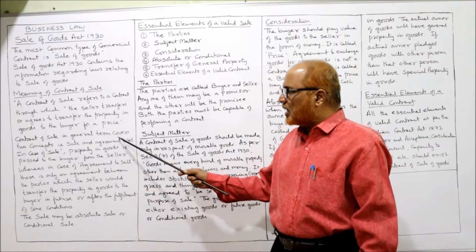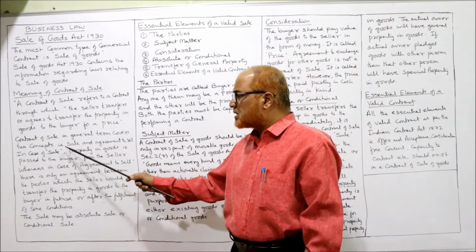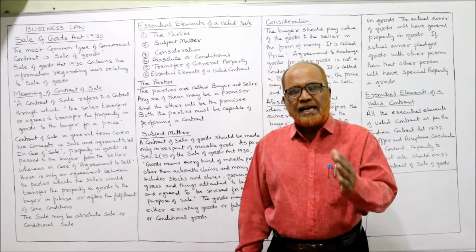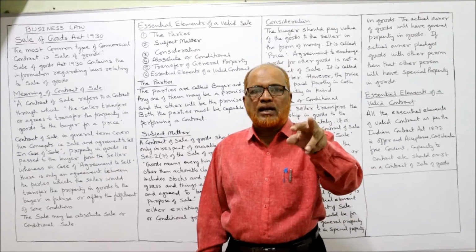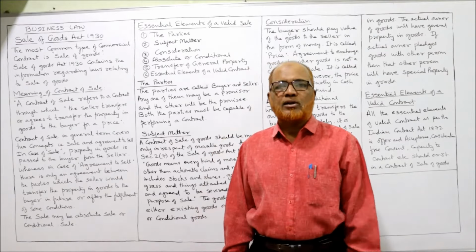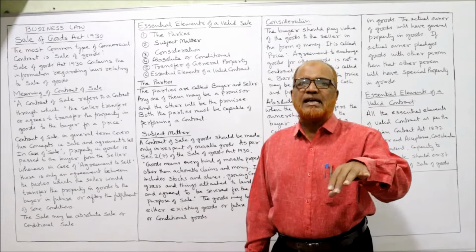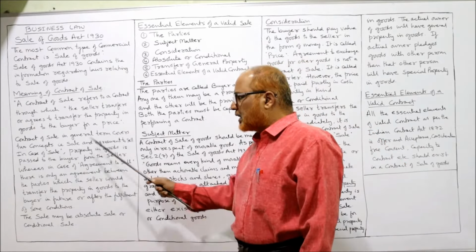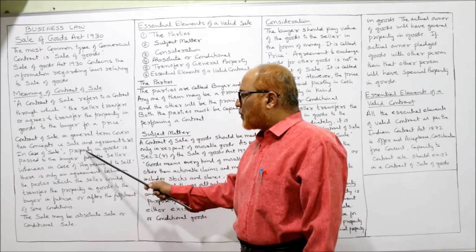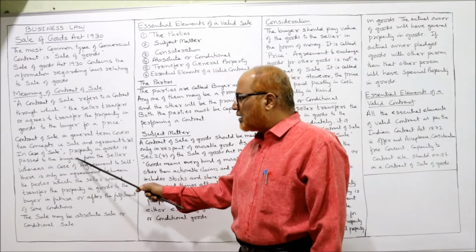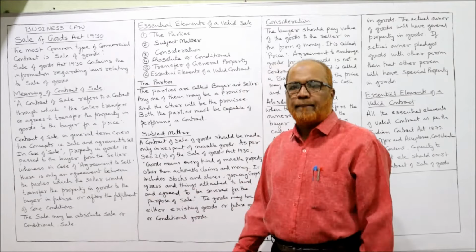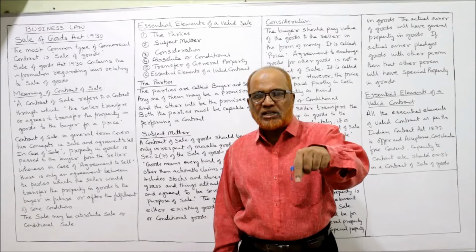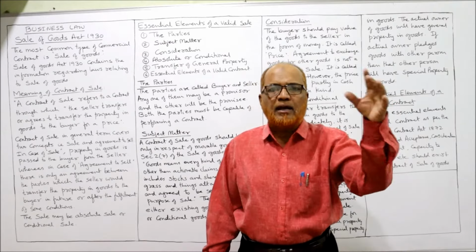Now contract of sale in general terms covers the concept of sale and agreement to sell. Two concepts are there, sale and agreement to sell. Both are covered under the definition of contract of sale. Now we'll see what is the meaning of sale and what is the meaning of agreement to sell. In case of sale, the property in goods is passed from the seller to the buyer immediately. In a sale transaction, the property in the goods will be transferred from the seller to the buyer immediately.